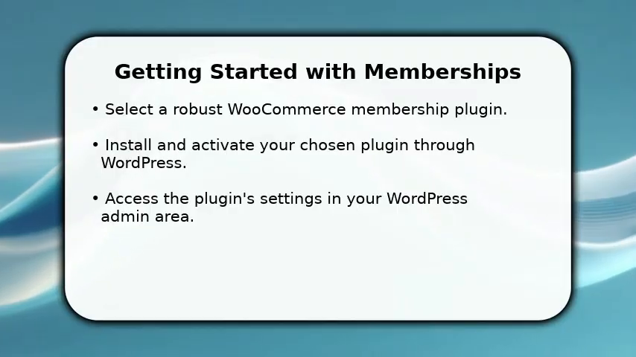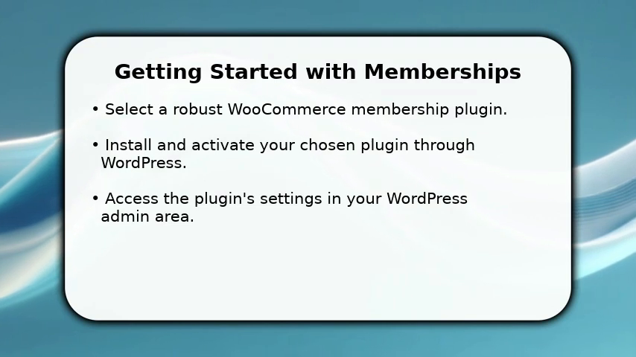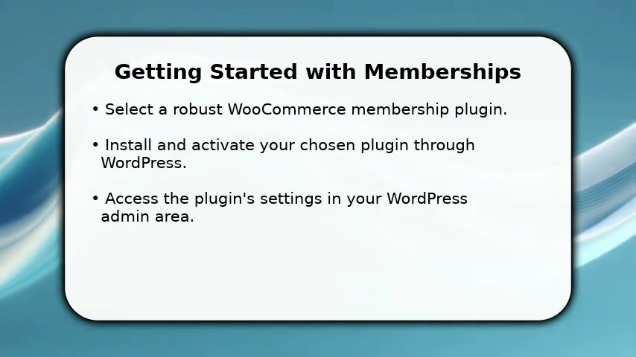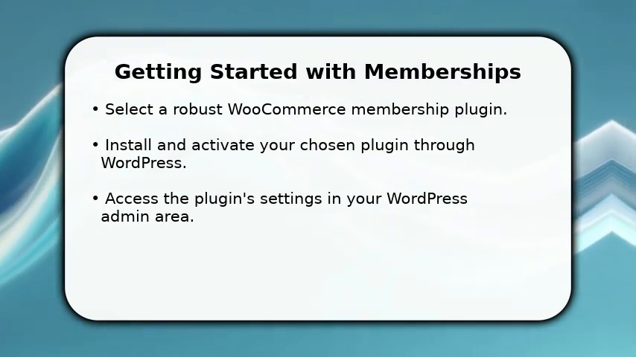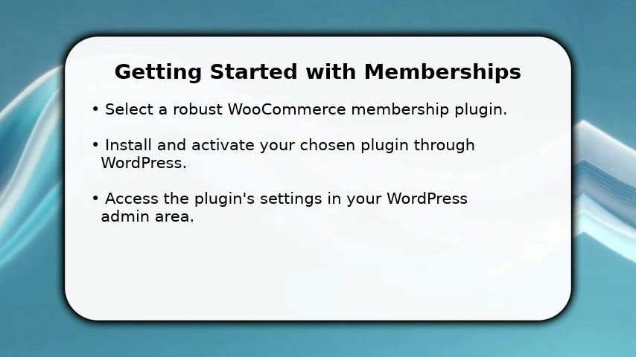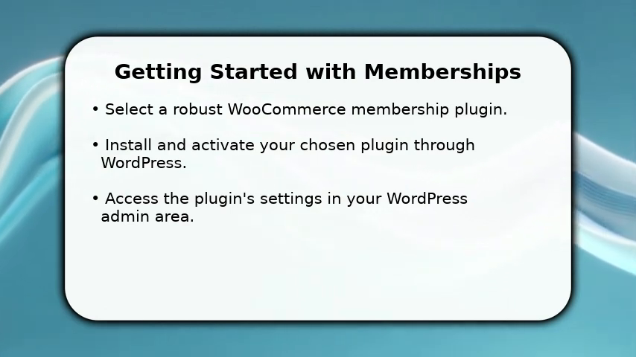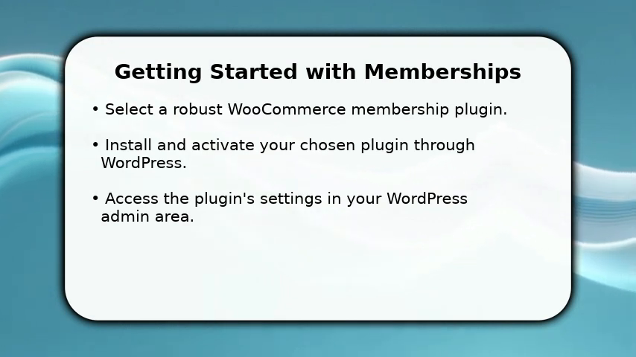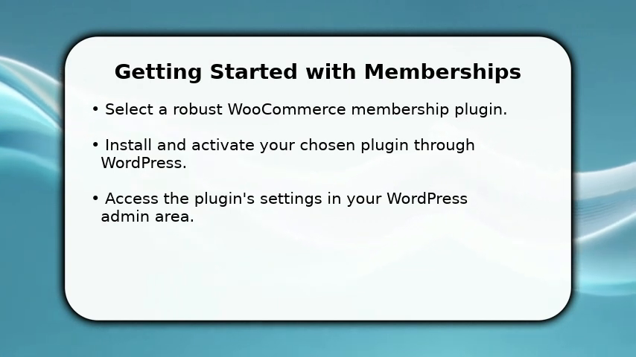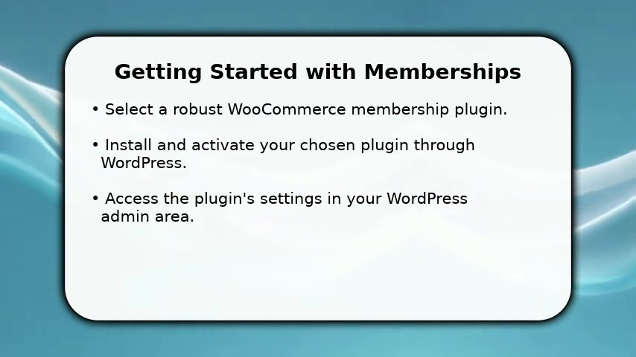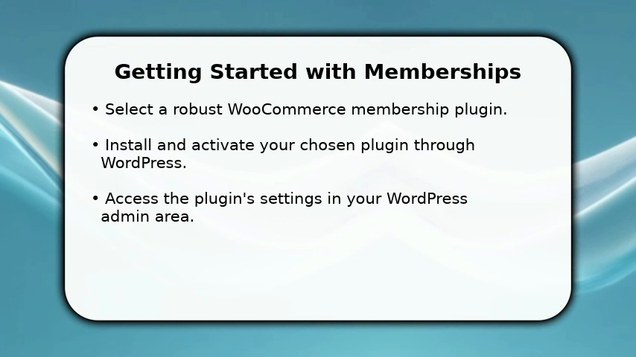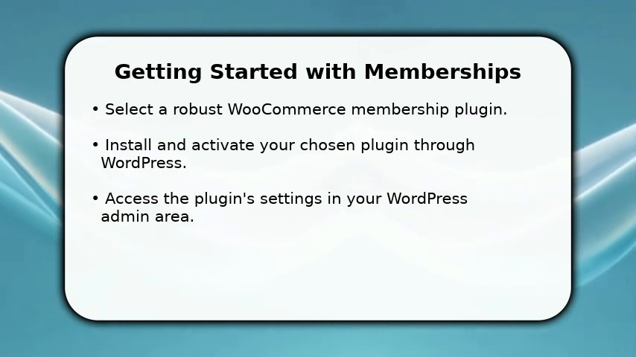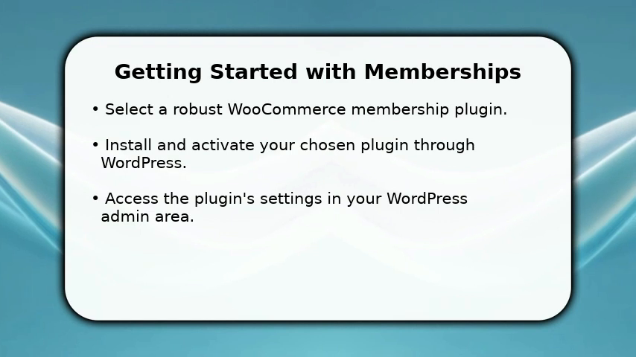In this video, I will show how to add membership in WooCommerce. First, you'll need to select a reliable membership plugin. There are several excellent options available, often with free and premium versions. Once you've made your choice, install and activate it directly from your WordPress dashboard. After activation, navigate to the plugin settings to begin the initial configuration process. This foundational step is crucial for setting up your membership site effectively.